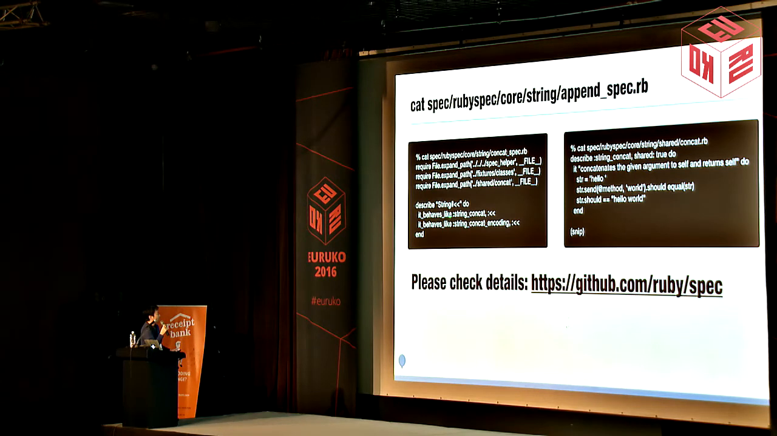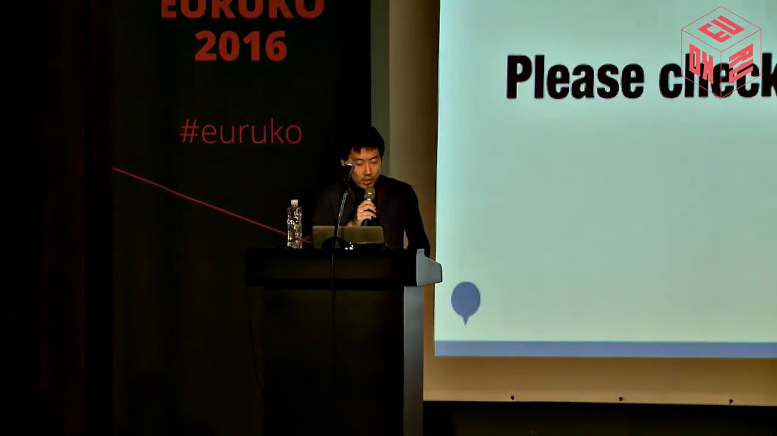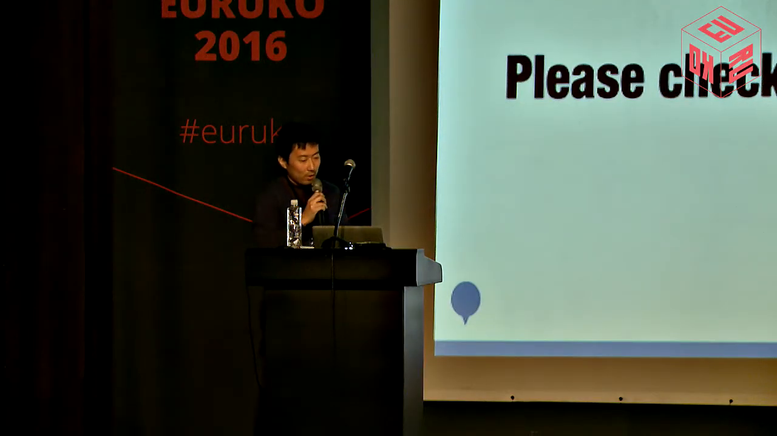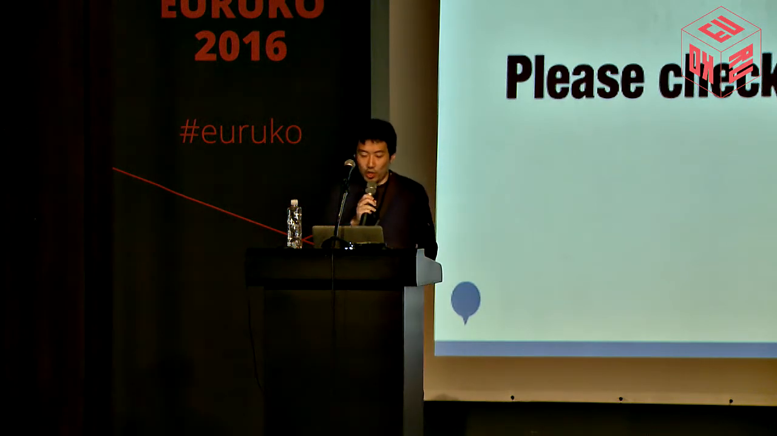It behaves like string concat. It behaves like string concat encoding. So it is a shared example file. But it is different from rspec's. So mspec uses describe and it_behaves_like with a shared option. It provides shared examples as in rspec. So it is the string append specs. Yeah, so please check the details in the ruby/spec repository on GitHub.